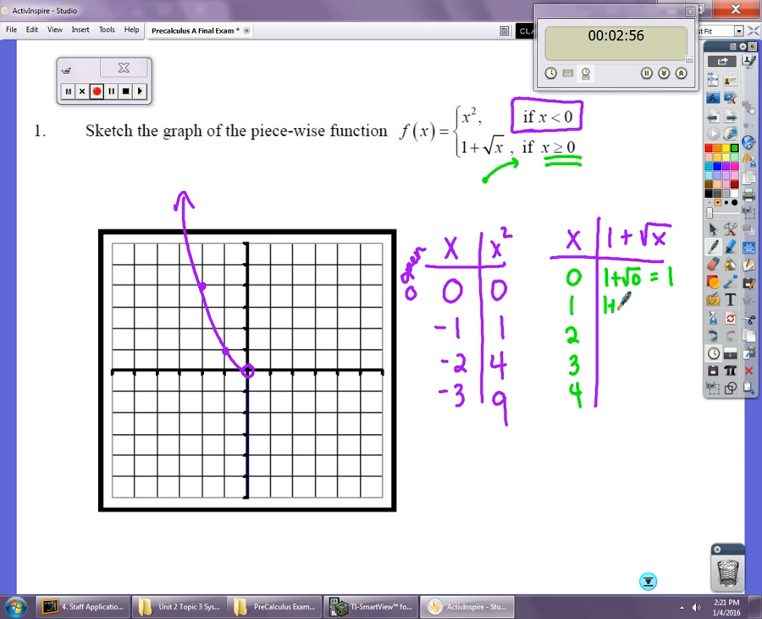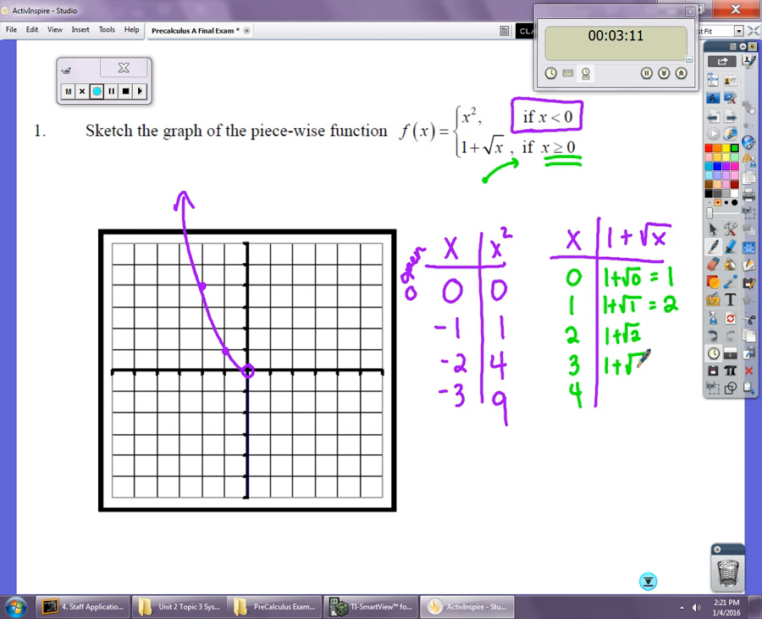Okay, 1 plus the square root of 1. Well, the square root of 1 is 1. So 1 plus 1 is going to give me 2. So I've got another point. 1 plus the square root of 2. That's going to be kind of yucky, so I think I'm going to skip that one for now, because I can't use a calculator.